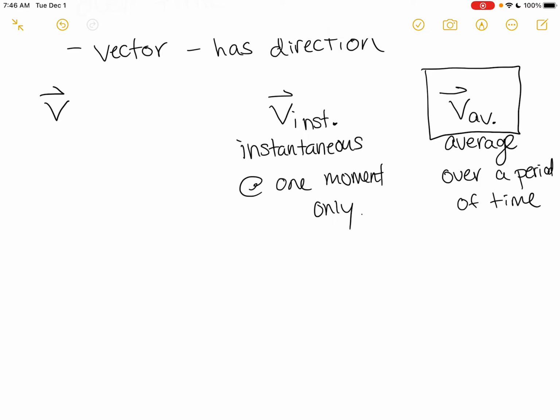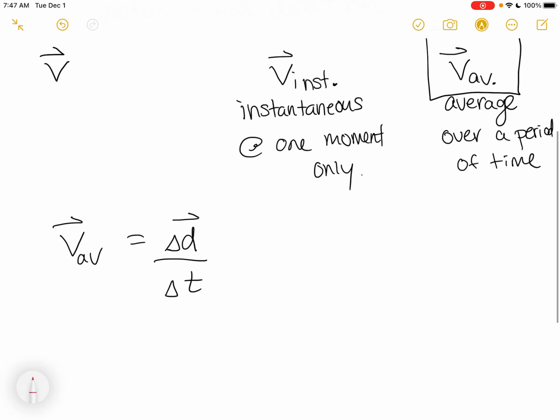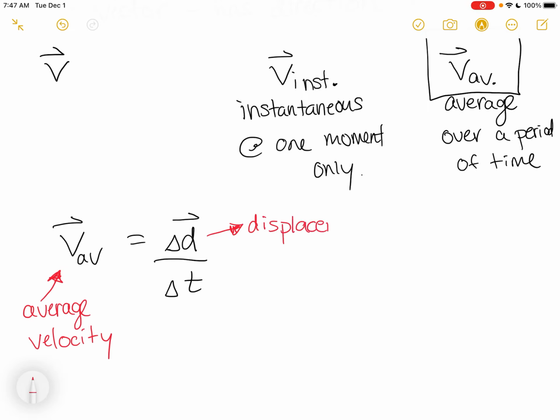So when we're calculating velocity, the average velocity is equal to our displacement over time. In this formula, V average represents our average velocity. Delta D with a little arrow over top is, of course, our displacement. We learned about that last week. And delta T represents our time.